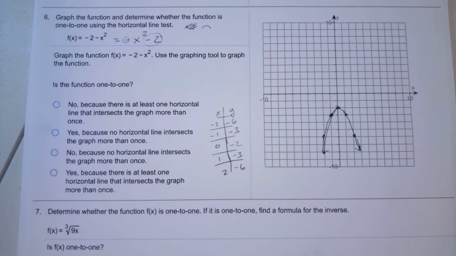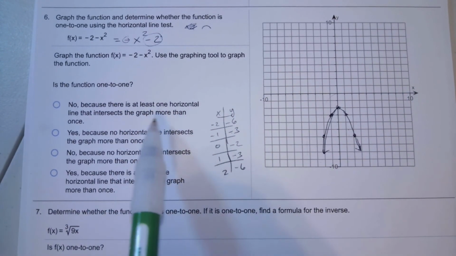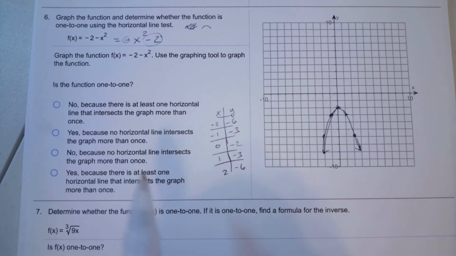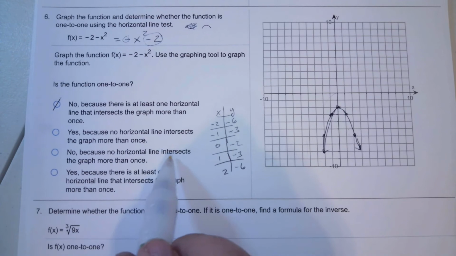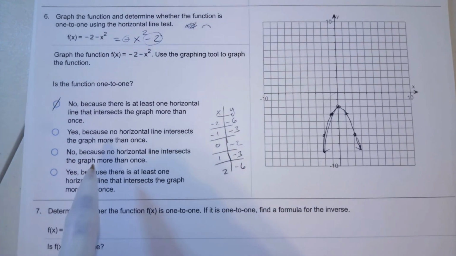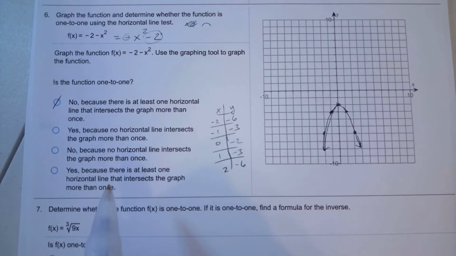That's the graph. Is it 1-to-1? No. Because at least one horizontal line intersects the graph more than once. This one can't be right. No, because no horizontal line intersects it. No, that's just the opposite. If a horizontal line crosses it more than once, then it's not 1-to-1.